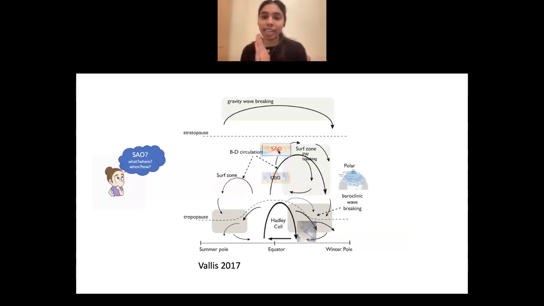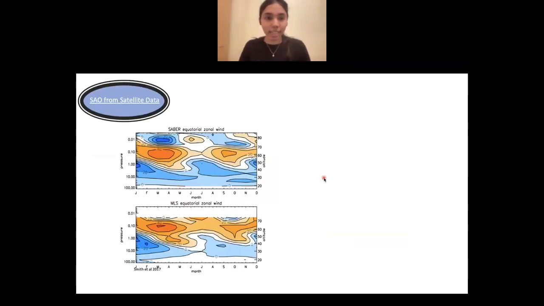So semi-annual oscillation is very similar to QBO in the aspect that it is alternating westerlies and easterly winds happening at the equator, but it has a 6-month periodicity. So now we have all other events happening here, like the polar vortex, planetary wave breaking, and Brewer-Dobson circulation, etc. And we will come back to that. But first, we will look at semi-annual oscillation from some satellite observation data and see how it is in the atmosphere.